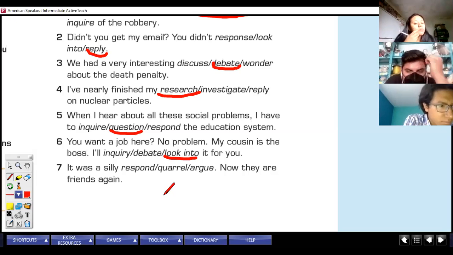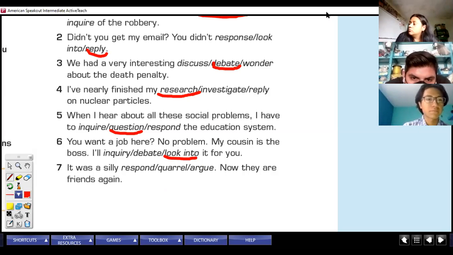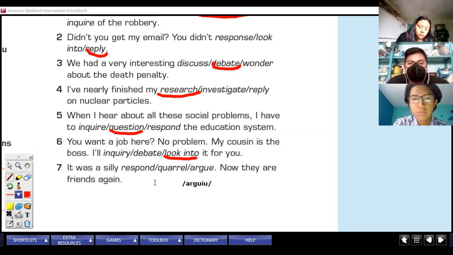¿Y qué otro es un verbo? Quarrel también es un verbo. Quarrel. Y el último, la pronunciación es argue. Argue. Take notes, please. Argue. We pronounce argue. Yes. Okay. So 3 function as verbs: to respond, to quarrel, and to argue.